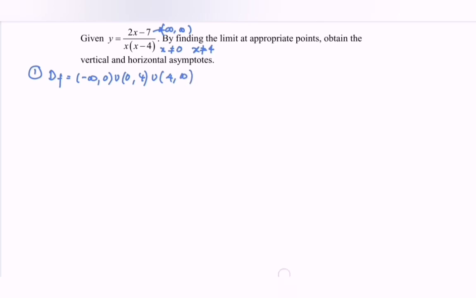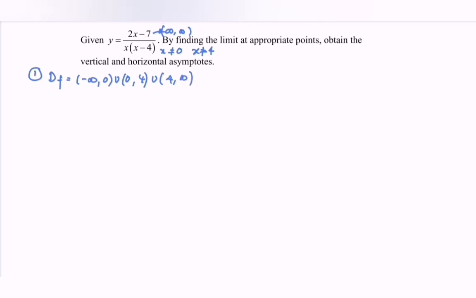So here we have two situations. Number 1 will be the 0, number 2 will be the 4. Second step is to find the vertical asymptote. Limit when x approaching 0 from the left. Limit when x approaching 0 from the right. Limit when x approaching 4 from the left. Limit when x approaching 4 from the right. So kindly substitute the function. So here we have 2x minus 7 over x multiplied with x minus 4. Repeat for others.